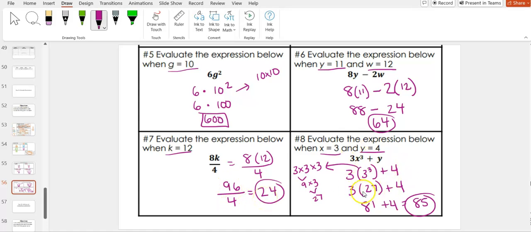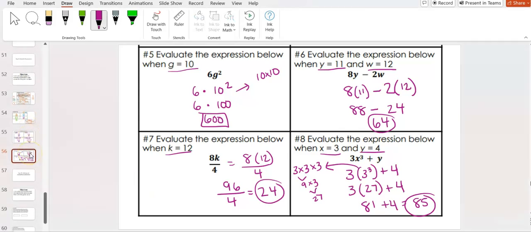And then this last one here is 3 times x, which is 3 to the third power, plus 4. So 3 to the third power is 27. 27 times 3 is 81. And then we add the 4, which is 85. And that's it, guys. There's not a lot of practice on this one. We're just replacing and going.